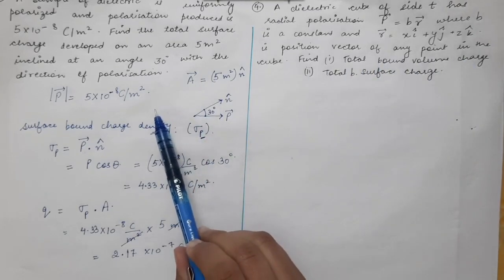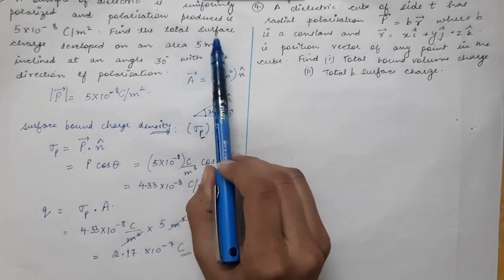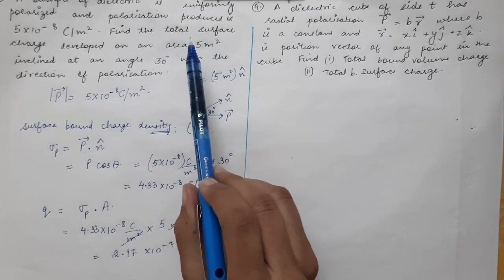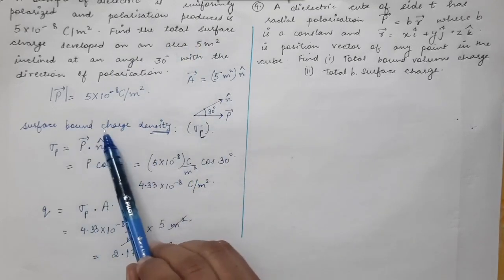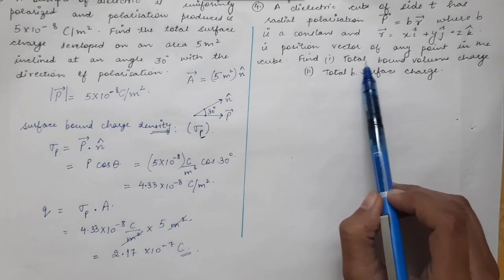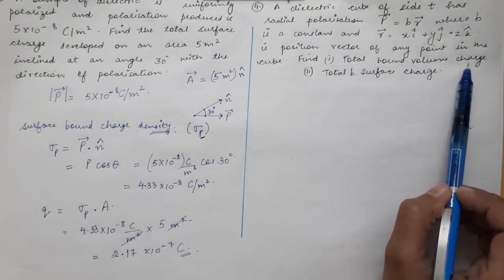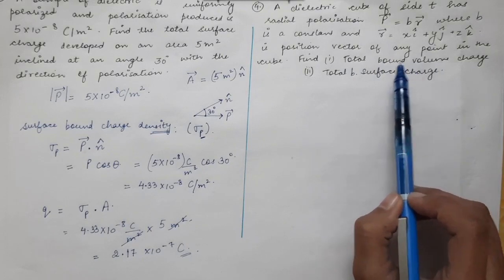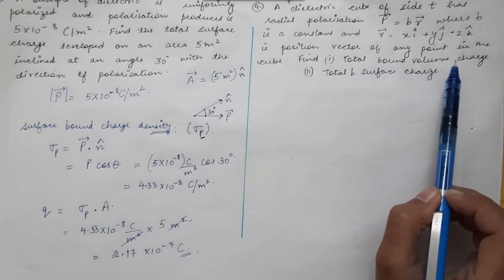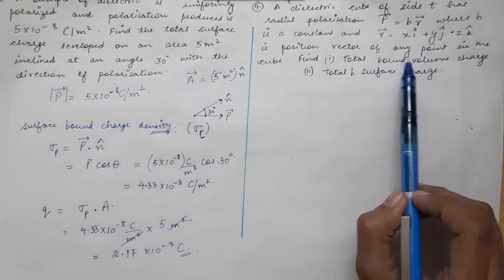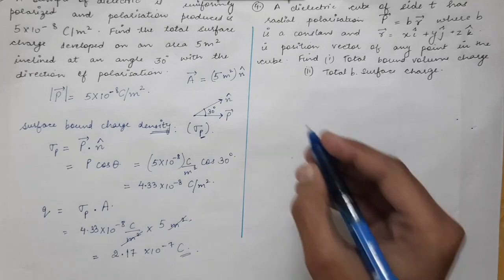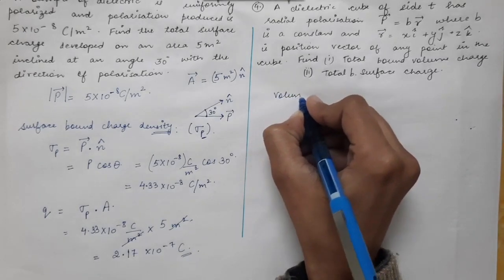So as we did in the previous case, we found out the total bound surface charge. To find total bound surface charge, we first found out the surface bound charge density. Similarly in this case, if we want to find the total bound volume charge, we have to find the volume bound charge density first. Then we will multiply that volume bound charge density with the total volume, that will give us the total bound volume charge. So now we are going to find first the volume bound charge density.